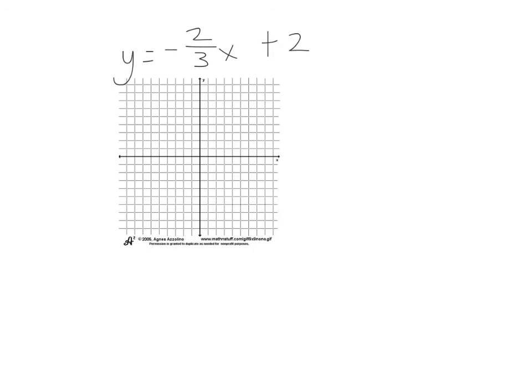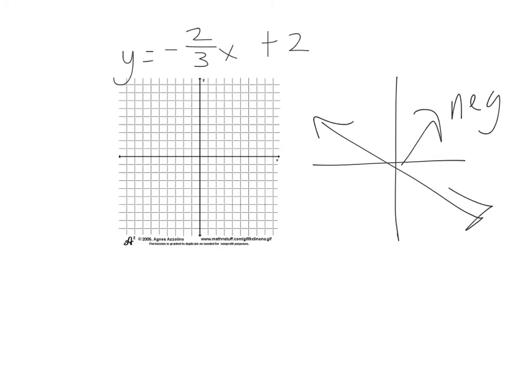Y equals negative 2/3 x plus 2. So the first thing that I should notice about this is that I have a negative slope, so I know my line is going to be going in a negative direction. Again, I always want to see a negative slope. I know that my line should be going down because this is what a negative slope looks like. I want to come back to that and make sure that I check my work when I get done.